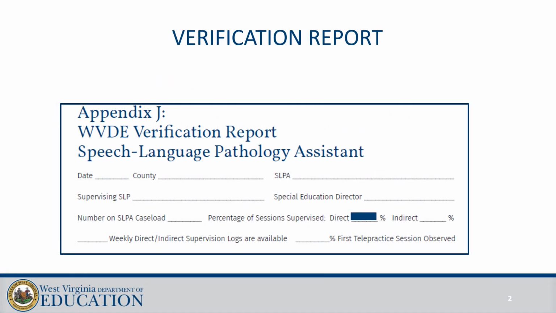At the end of the school year, you are asked to complete a verification report. You tell us what percentage of sessions were directly supervised and how much indirect supervision you provided. In the past, how have you determined those totals?